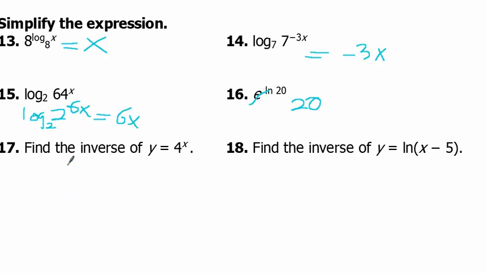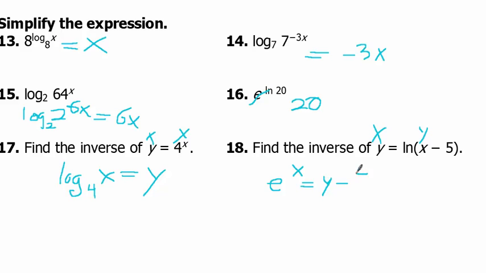Write the inverse. So I need to do the log base 4. And I need to swap these positions. So it becomes x here equals y. Swap the positions. So we have x here, y here. This is e to the x power equals y minus 5. That means I'm going to add 5 to the other side. So I'm going to add 5 here, and that is the inverse equation.